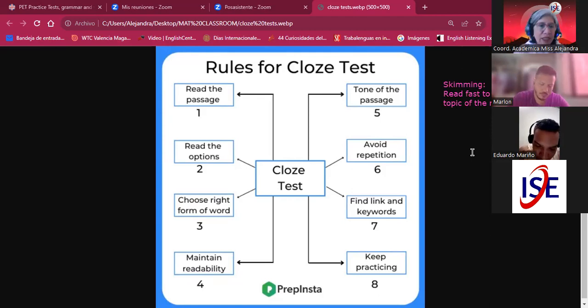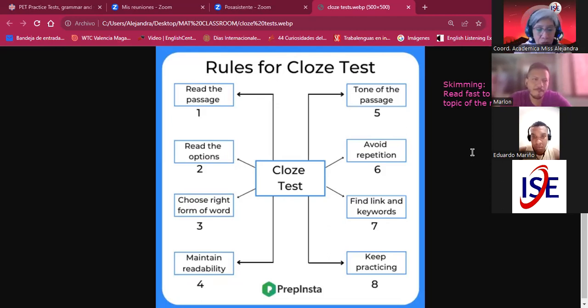Skimming reading means read fast. You read as fast as you can, without thinking about meaning, without thinking about the structures. You just read fast. What for? To get an idea about what this material is about. It's a sign, it's an email, it's a letter, it's an article, it's a review, it is an essay. What kind of text is that and its characteristics?